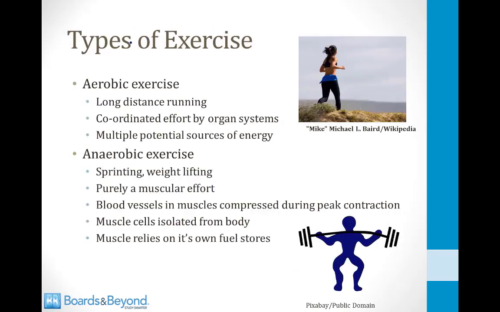You probably know that there are two types of exercise, aerobic and anaerobic, but let's talk about what those two types of exercise mean on a biochemical level. Aerobic exercise includes activities like long-distance running. This is a coordinated effort by multiple different organ systems. Your liver and your fat cells and your muscles all work together to supply energy from many different sources to keep you going on a long run.